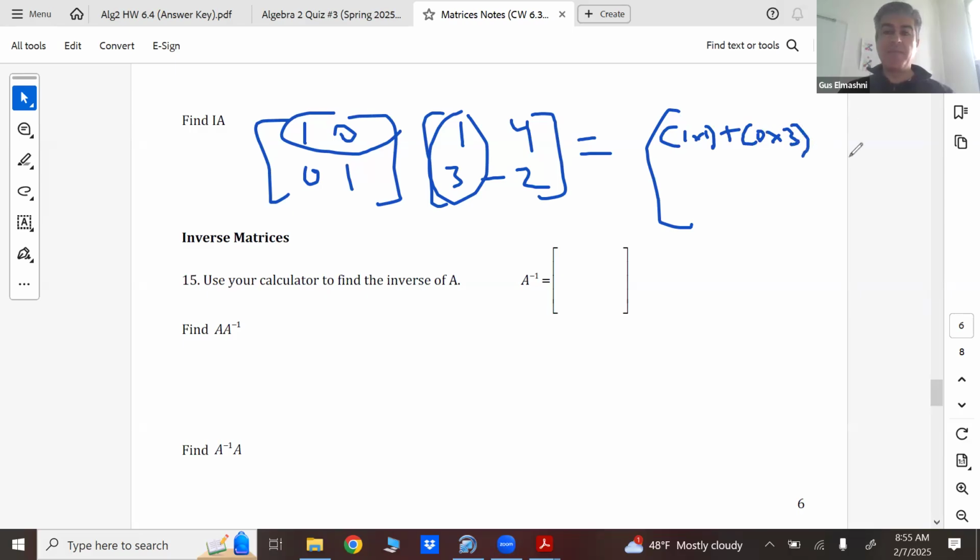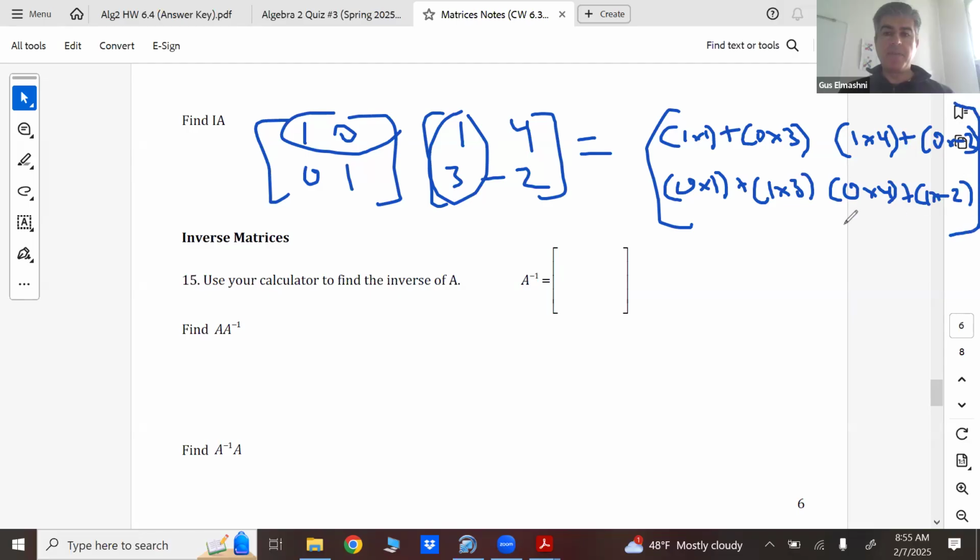And then I do it again. 1 times 4, and 0 times -2. Running out of space here. And then I do it one more time. 0 times 1 plus 1 times 3. And then 0 times 4 plus 1 times -2. 1, 4, 3, -2. So again, its identity is maintained.